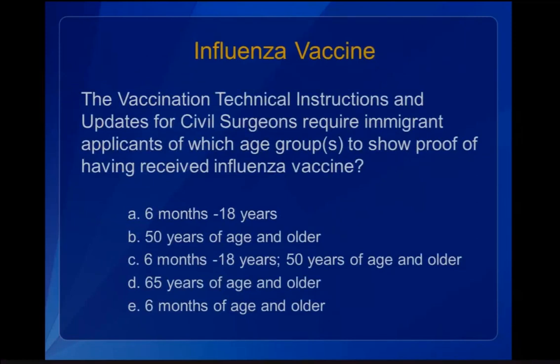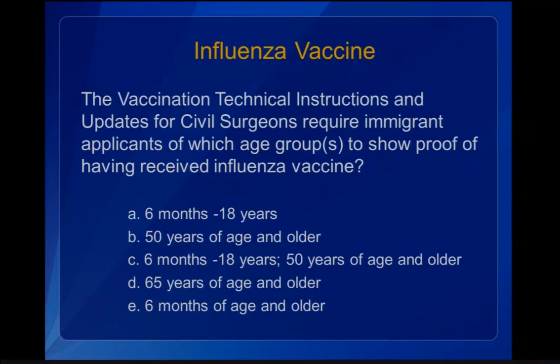So, again, it says for the vaccination technical instructions and the updates for civil surgeons, they require immigrant applicants of which age group or groups to show proof of having received influenza vaccine. So 6 months to 18 years, 50 and older, so E, yes, 6 months and older. Those of you who have been doing this for a while know that this almost changed yearly for a while. We had it split for a while, that if you were younger and if you were older, you needed it, but it's been this way for about 5 years now. So it's easier to remember: it's 6 months and older.